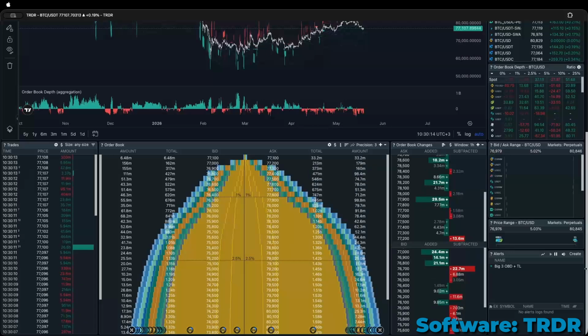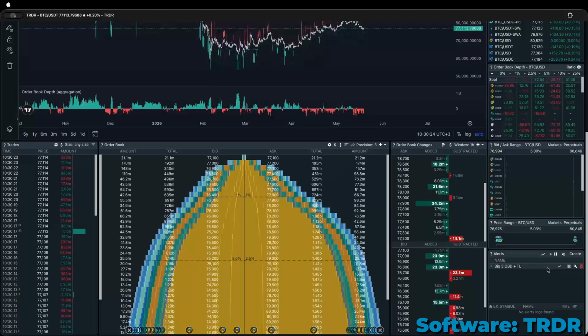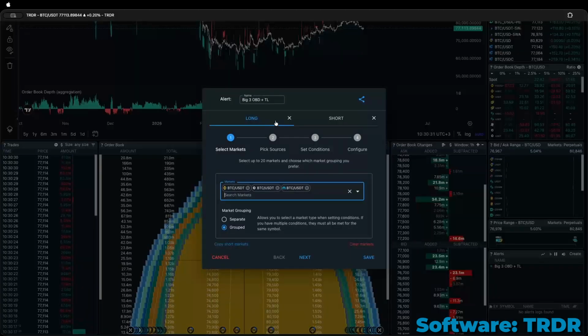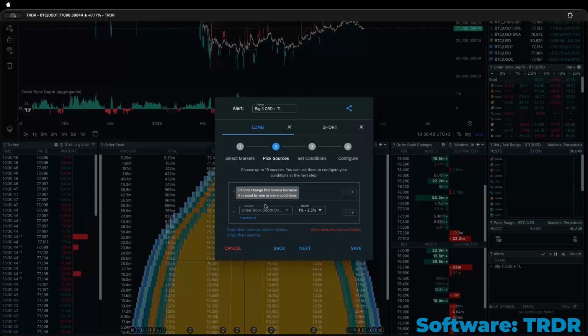Something now that is worth our time a little bit more are the alerts, because they are very customizable. And just as an example, I'm gonna show you the alert that I've made. So here are my settings. Basically, for the longs, I have selected Bitcoin to be grouped in all these markets, Binance, Coinbase and Kraken. For my sources, I've selected the top levels and the order book depth overlay.